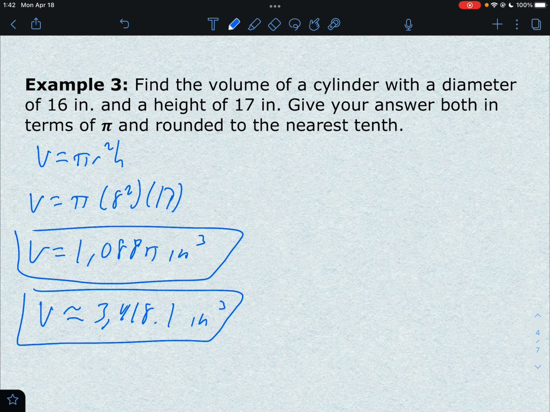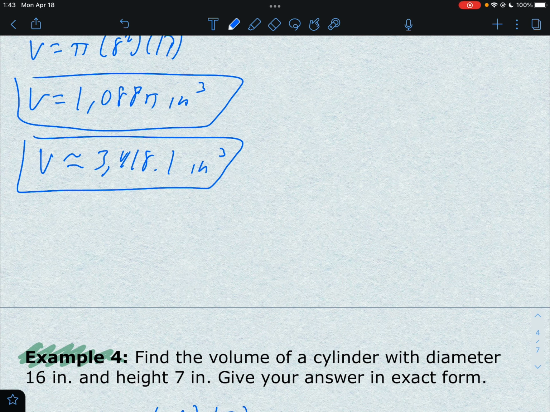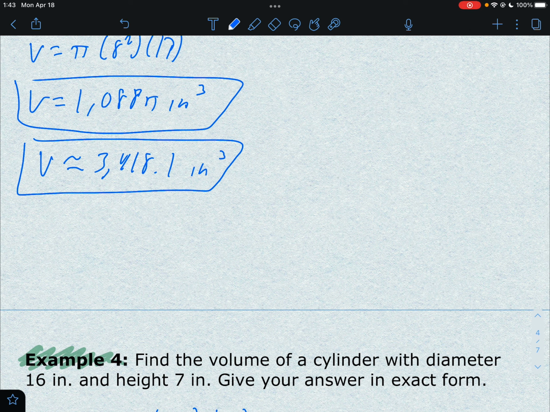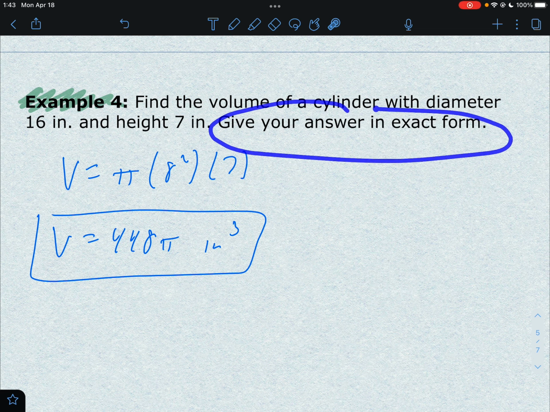All right, at this point, pause this video and please try problem number 4. When you finish, you can unpause the video and check your answer. Here is your answer to number 4, 448 pi. It says just an exact form, so that's what we give, 448 pi.